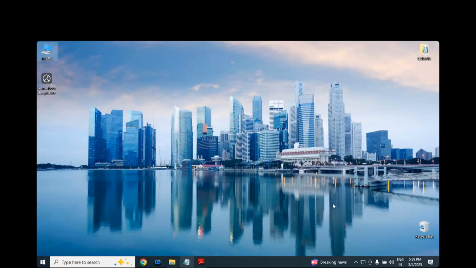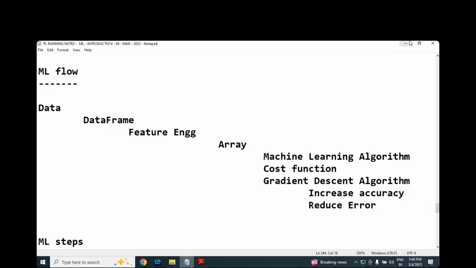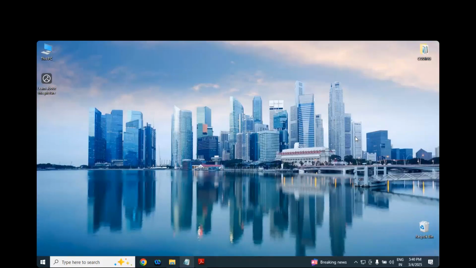After the ML flow, the next is the ML steps. There are exactly 7 steps. How many steps? 7 steps. Did you prepare? If you prepared, let us deliver without seeing. I will help you. Who didn't prepare, you have to prepare. Importing the libraries, loading the data set, data preparation, splitting the data set, model creation, model training, prediction. We have to remember.